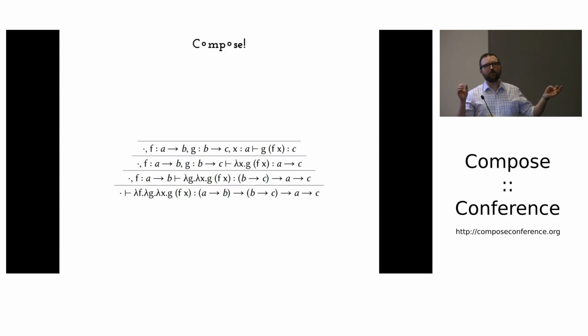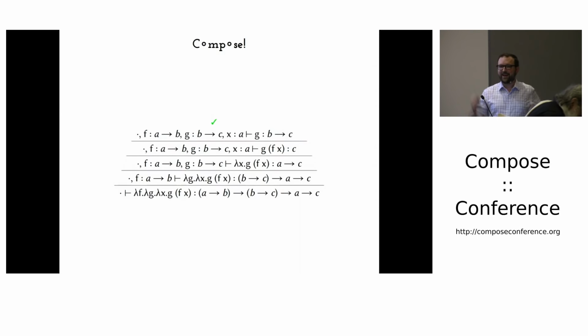Well, the function had better be a function, and the argument had better make sense. So to ascertain that g is a function, it's going to be a b to c. If we look in the context, we see that g, in fact, is a function from b to c. So we're done. Yay! But we're not quite done, because we haven't checked the argument yet.